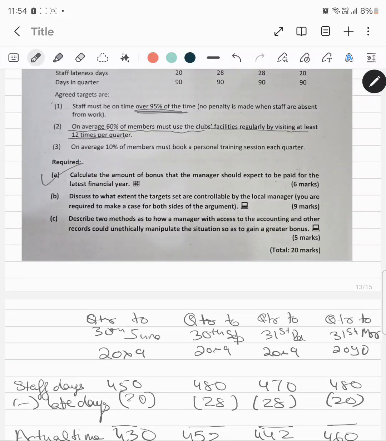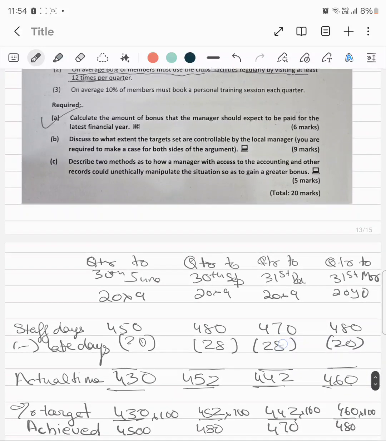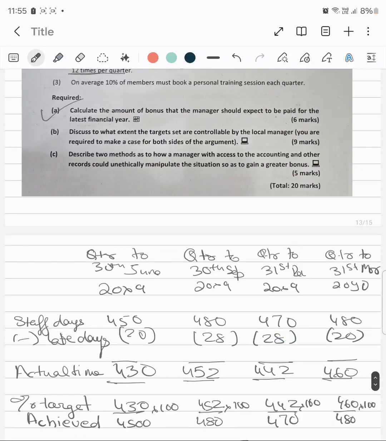Discuss to what extent the targets set are controllable by the local managers. Okay, this is something discursive. So you are required to make a case for both the sides. What do you mean by case for both the sides? So let's read it out. An important principle of any target bonus system is that the targets must be based on controllable aspects of the manager's role. So there are some controllable and non-controllable.